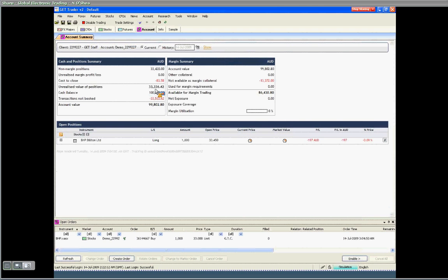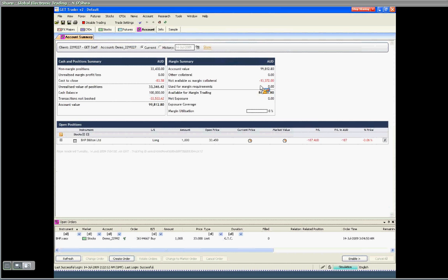The cash balance is the cash that you have deposited into the account, plus or minus any realized profits or losses. And the transactions not booked are any transactions that have been done in the last 24 hours that haven't been processed by the back office function. That could include deposits or withdrawals of cash or purchases of shares. You then will have a total account value, which is the sum of all of these figures above, and is translated over to the margin summary area, which sits over here.